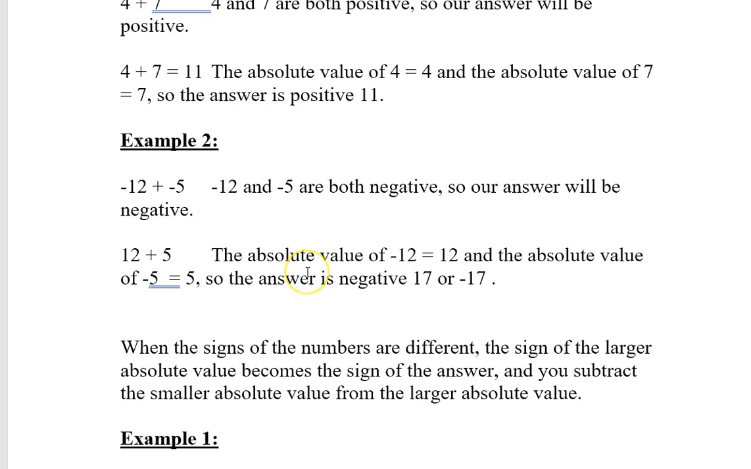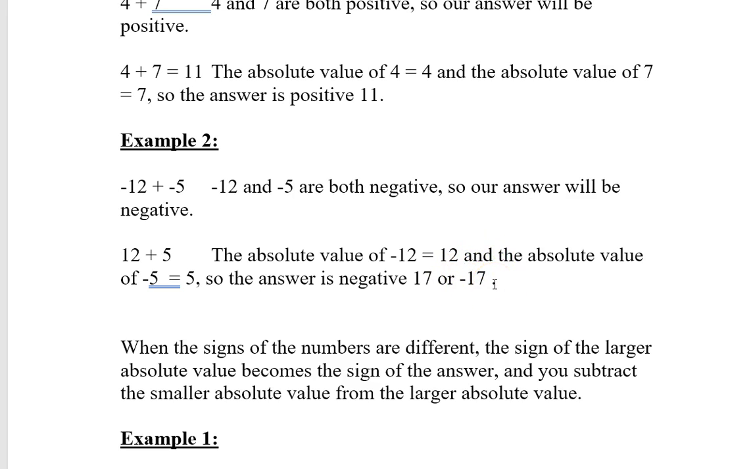For my next example, I have negative 12, and I'm adding a negative 5. So both the negative 12 and negative 5 are negative. So the result of adding these 2 together, and remember we're adding here, is going to give me a negative number. Now I'm going to take the absolute value of negative 12 and get a 12. And I'm going to have the absolute value of 5, and that's going to give me a 5. So 12 plus 5 is going to give me 17, and I already know that my sign is going to be negative, so my answer has to be negative 17.